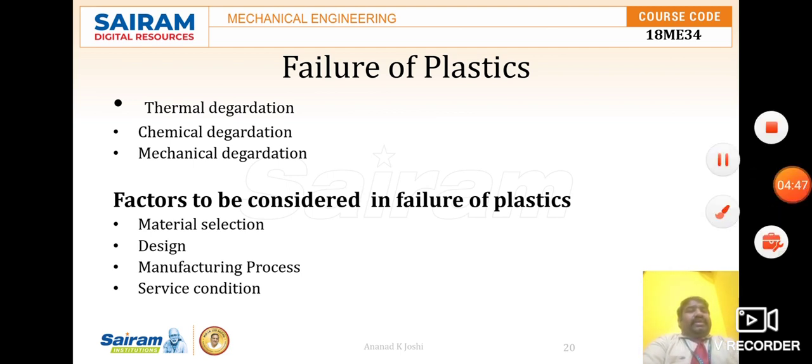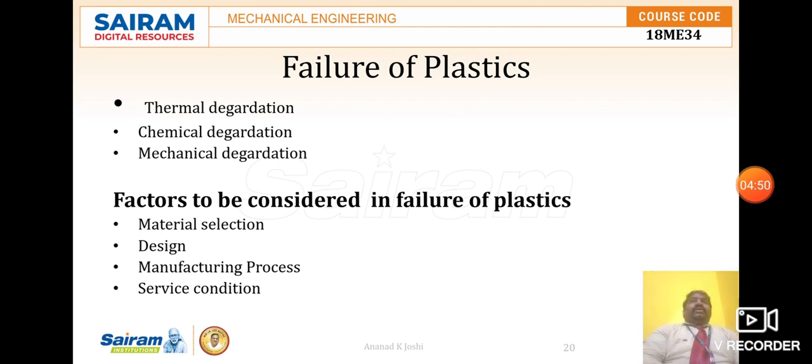The next one is mechanical degradation. Mechanical failure occurs when the product is exposed to an external force greater than the product is designed to handle, ultimately resulting in cracking or breaking of the plastic part. Most plastics tend to show ductile behavior up to a certain load, and beyond this the plastic becomes brittle, which makes it prone to cracking and breaking.